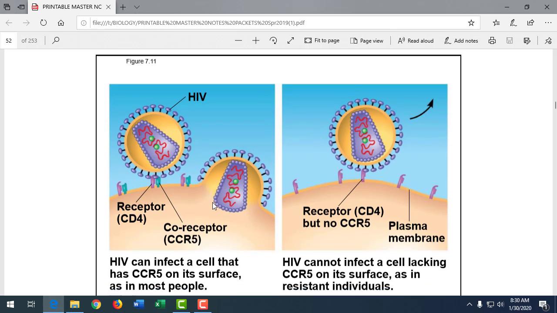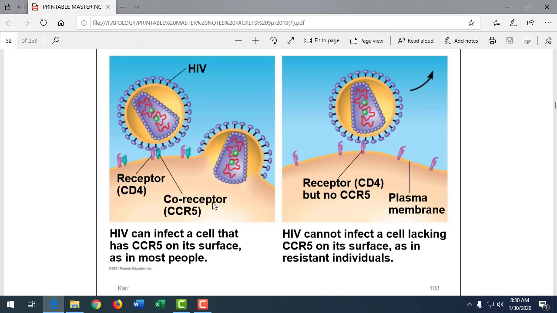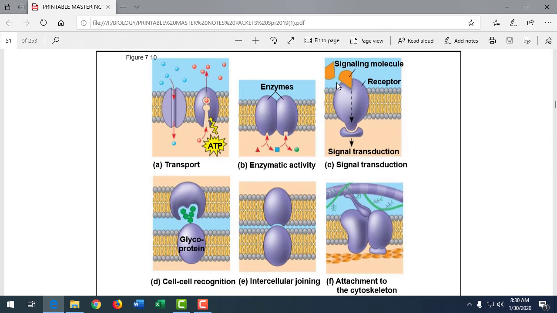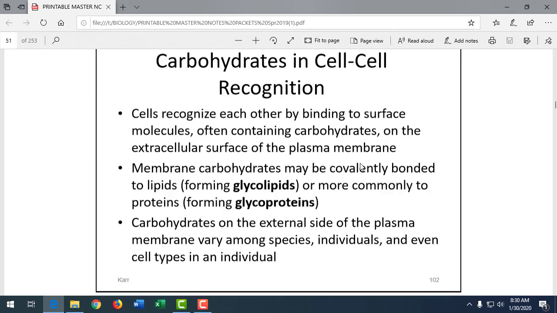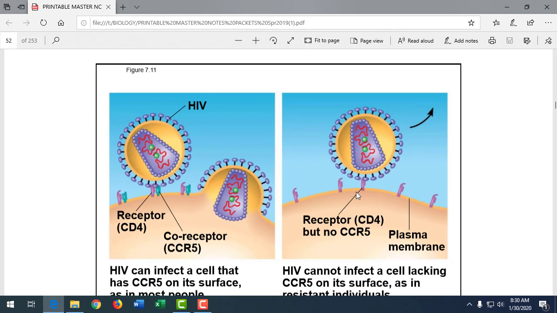So here is an example of recognition. So when HIV attaches to a receptor on a T cell, that HIV can enter into the cell. But they found that some people lack this receptor. So what would that be an example of? Right here, right? Binding to a receptor and then allowing that substance in. So they find that some people, their cells lack this receptor. There's a piece missing, that little green CCR5 co-receptor on the T cells is missing, and the HIV cannot enter.